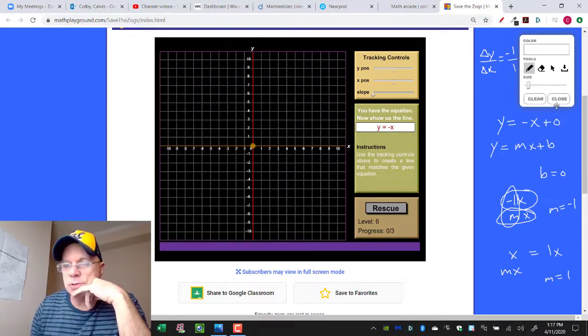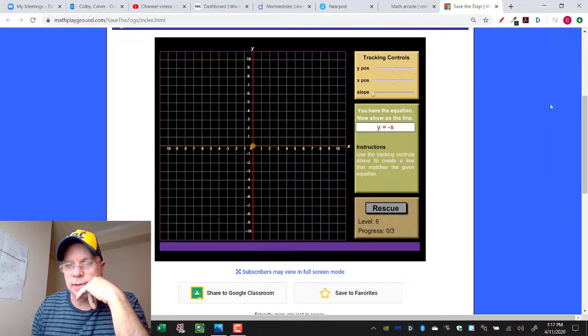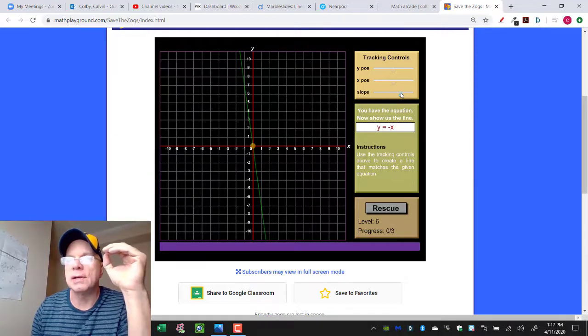So I'm going to have to close this out in order to actually use the other functions here, but I want a slope of negative 1. First of all, I don't want anything uphill. It's negative 1. I want a downhill slope. And I want to go, we said, down 1, right 1.